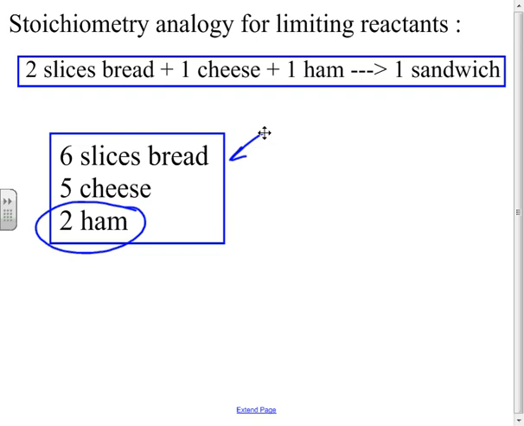It also determines how much cheese is going to be used up. We have a 1-to-1 ham to cheese ratio, so 2 pieces of cheese are going to get used, leaving 3 left over. And we have a 1-to-2 ratio between the ham and the bread. And so if we have 2 pieces of ham, 4 pieces of bread are going to be used, leaving 2 left over.